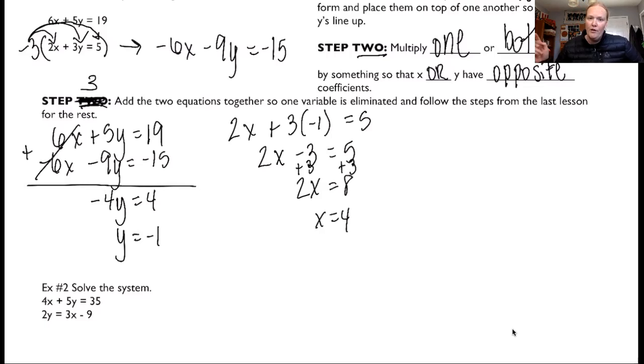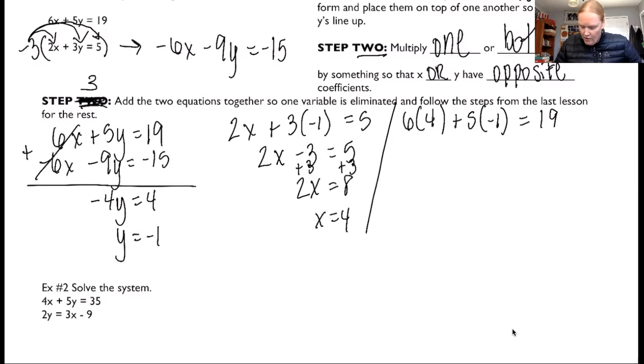I would check your solution. Okay, this is how you're going to get 100% on the assessment. You're not going to miss anything, whether you do green or blue. So my check is 6 times 4 plus 5 times negative 1 equal to 19. That's the question of the day. Is 24 minus 5 equal to 19? It sure is. Sweet, that one works.